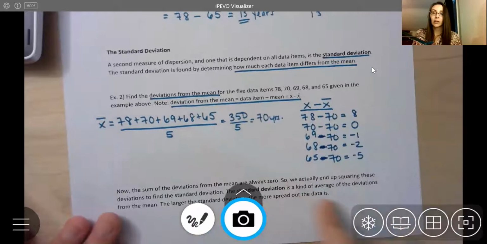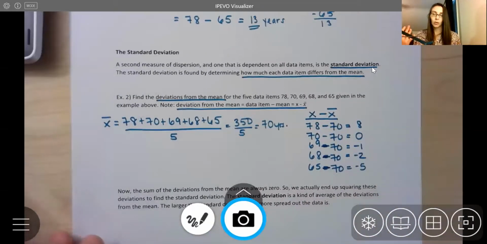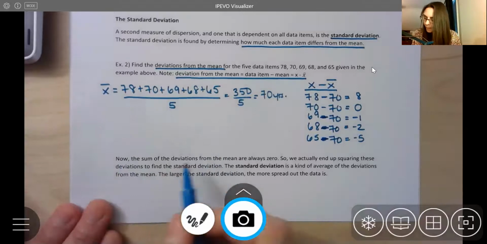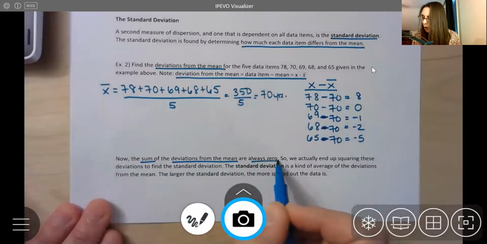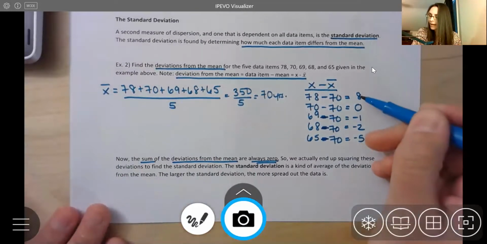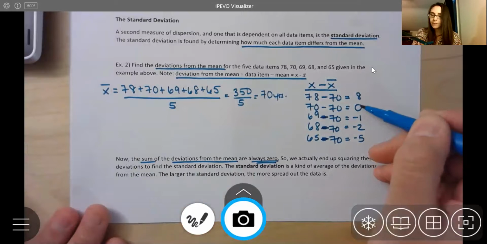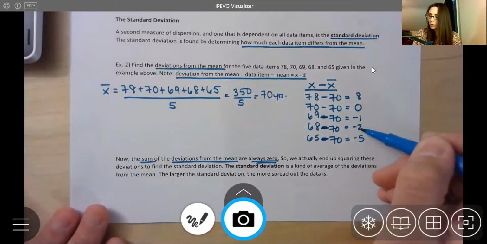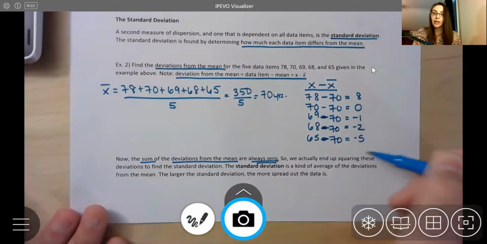Now, this is not the standard deviation. There's actually more computation work we have to do, but this is the first step to finding the standard deviation. An interesting thing about these deviations from the mean is that the sum of them is always 0. So look, if I add these up, I get 8 plus 0 is 8, plus -1 is 7, plus -2 is 5, plus -5 becomes 0.